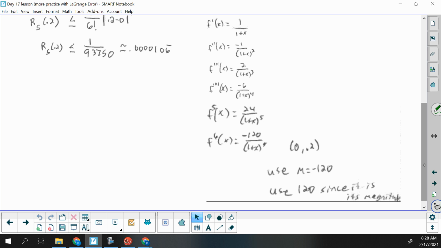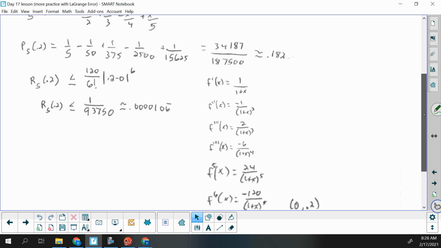For that derivative to be big, we want the denominator to be small, meaning 0 would give us the biggest thing. When you put in 0, we get a negative 120. M is the magnitude, so we always do the absolute value of it, so we'll put 120 in for M. Then we'll have what we subbed in, the 0.2 minus our center of 0 and the absolute value, raised to the next power over the next factorial, and we get that 1 over 93,750 number.